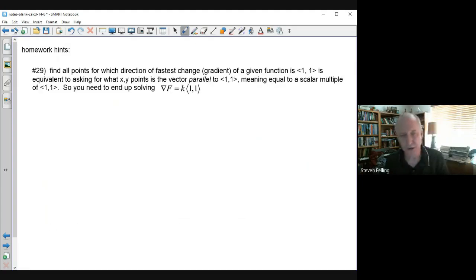Okay, that's it for concepts. One homework problem I thought required a hint. So number 29, I just put this up here. You can read it. It says, find all points for which the direction of fastest change of a given function is 1, 1. That's actually equivalent to asking you, what xy points would the gradient vector be parallel to 1, 1, meaning equal to a scalar multiple of 1, 1. So you end up solving that the gradient vector has to be a scalar multiple of the vector 1, 1. If you use that as a hint, hopefully you'll be able to solve that problem.